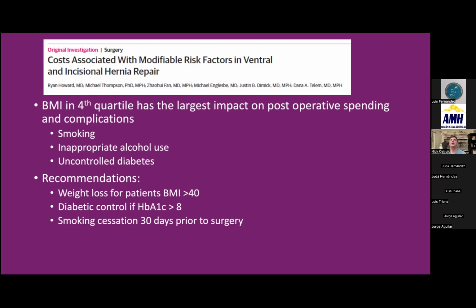Now, smoking for inguinal hernias and small umbilical hernias has less of an impact. We're talking about the patients that you're going to be doing major myocutaneous rearrangements on, either with advancement flaps or large open procedures. Those are the ones where you really want to focus on smoking cessation, and you really want to focus on it 30 days prior to surgery. You get the maximum impact if they have stopped smoking 30 days prior.